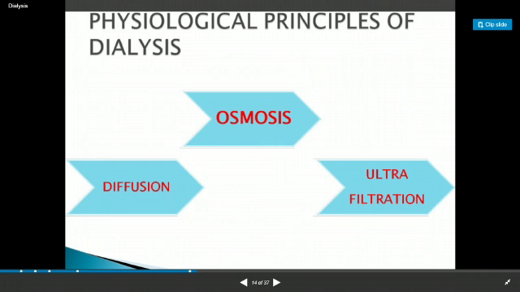Now the question is, what are the physiological principles on which the dialyzer works? These are osmosis, diffusion, and ultrafiltration. Do you know what diffusion is? Diffusion is the movement of solutes from an area of high concentration to an area of lower concentration, while osmosis is a special process of diffusion in which the solvent moves from a higher solvent potential to a lower solvent potential. Ultrafiltration is the filtration which occurs due to high pressure across the semi-permeable membrane.